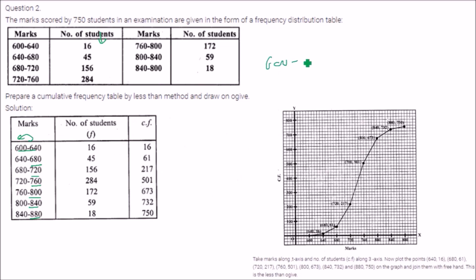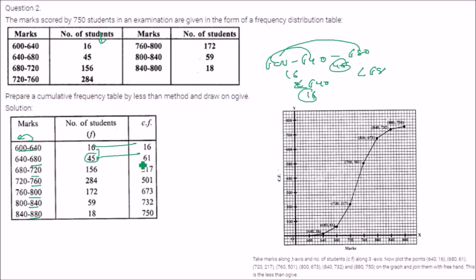That is, 600 to 640 is 16. So when you say less than 640, this will be 16. But when you go up to 680, less than 680 will include all of these. So 640 to 680 is what? 45. And 600 to 640 is what? 16. So you have to add these two. That is why the cumulative frequency is computed.